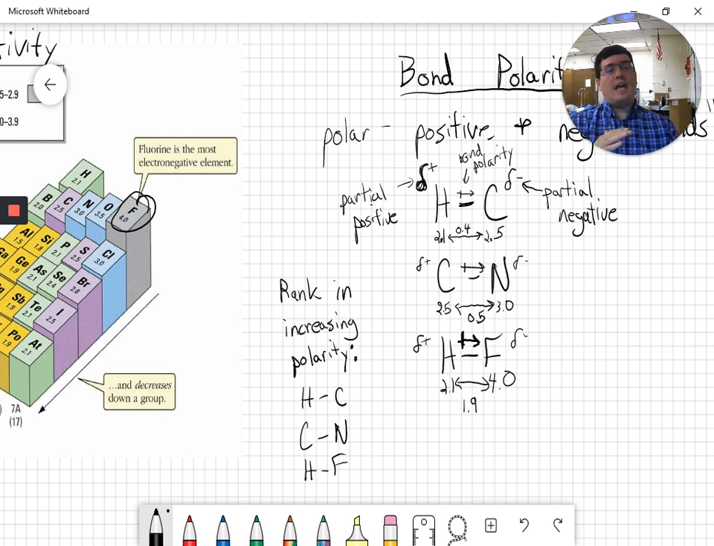So now we can look at how polar bonds are, and we can see what kind of charges that creates. Our next step is going to be to put this into an entire molecule and look at how that affects the shape.